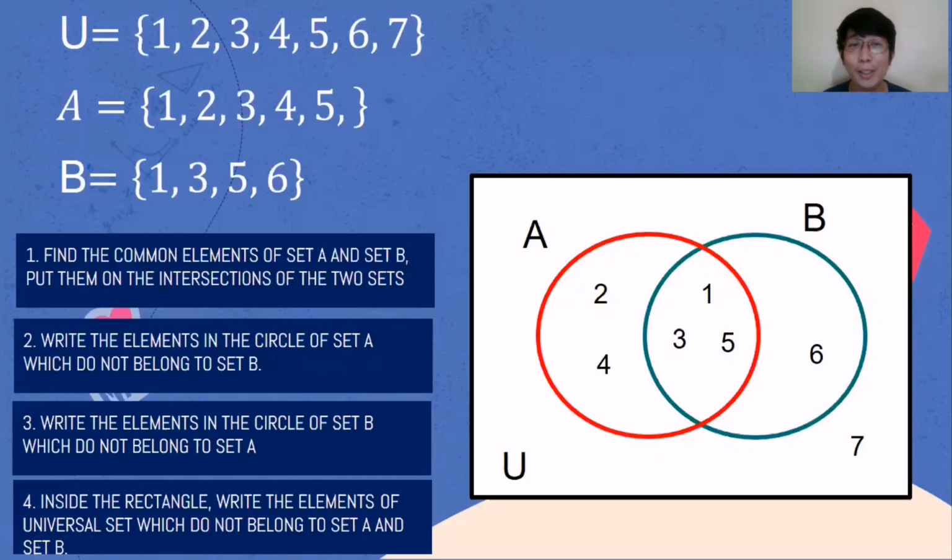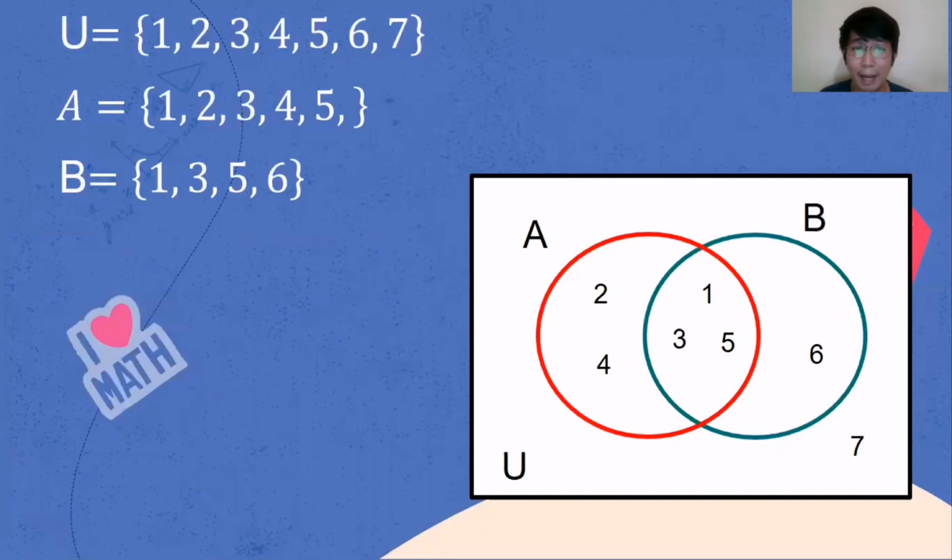Very good, 7. As you can see, this is the universal set. We have 1, 2, 3, 4, 5, 6, 7. This is set A: 1, 2, 3, 4, 5. This is set B: 1, 3, 5, 6. I hope you followed on how to illustrate a Venn diagram. Let's now try to solve sets using a Venn diagram.